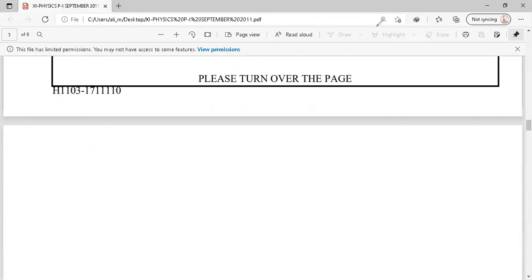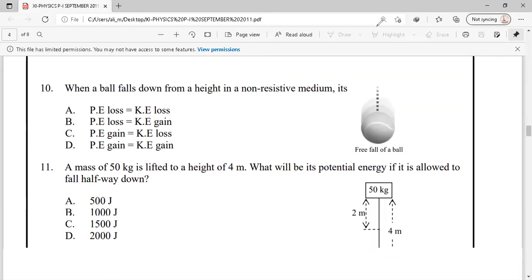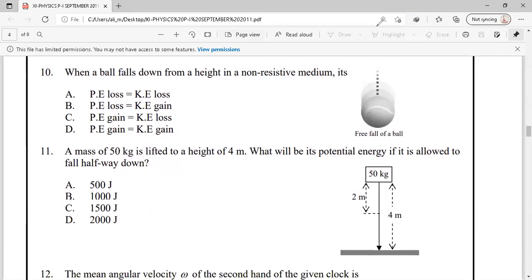Let's move to our question number 10. When a ball falls from a height in a non-resistive medium, meaning there is no friction, by falling, its height decreases with the increase in velocity. So the loss in potential energy will be equal to the gain in kinetic energy. So the correct answer is option B, that the potential energy lost by the ball will be equal to the gain in kinetic energy of this ball.